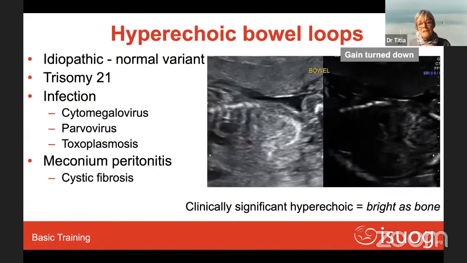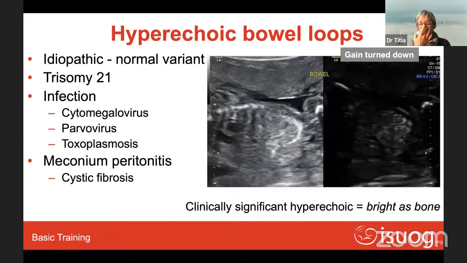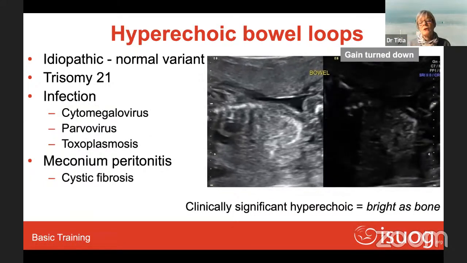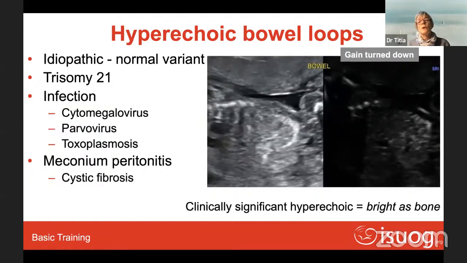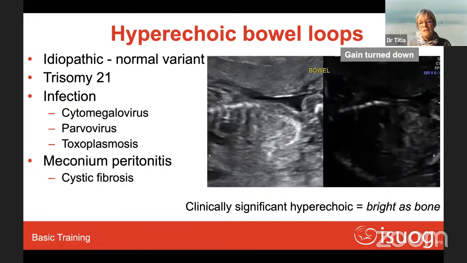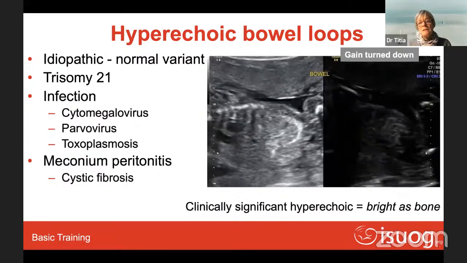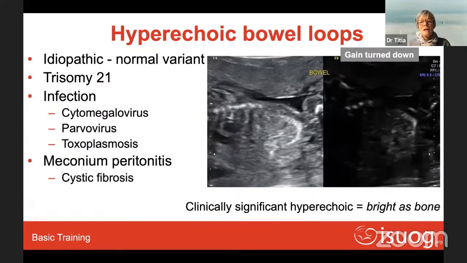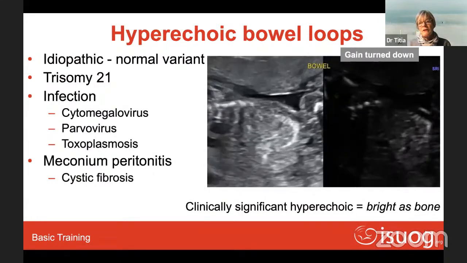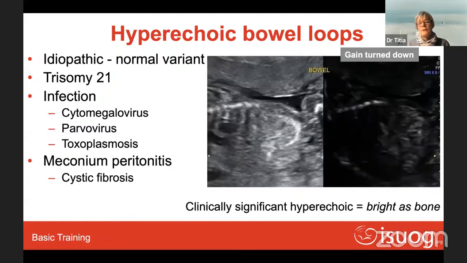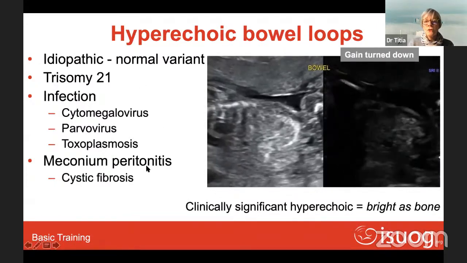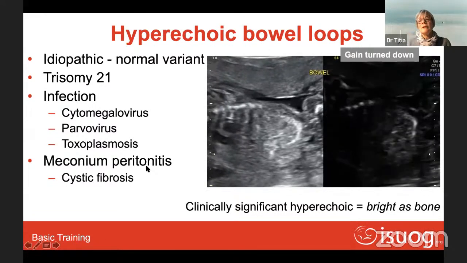There may be cystic fibrosis. So this is a diagnosis, and there may be actually evidence of an obstruction that will only become evident later in gestation, a gastrointestinal obstruction later in gestation. I always find it very difficult if I have to tell people that there are hyperechogenic bowel loops, because you have to tell them this whole story, but it can also be normal.